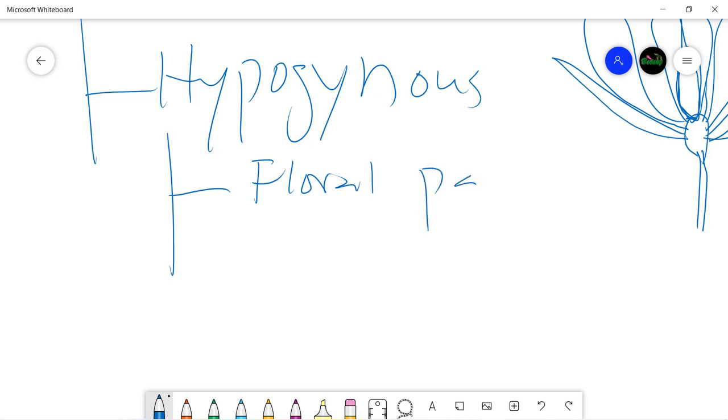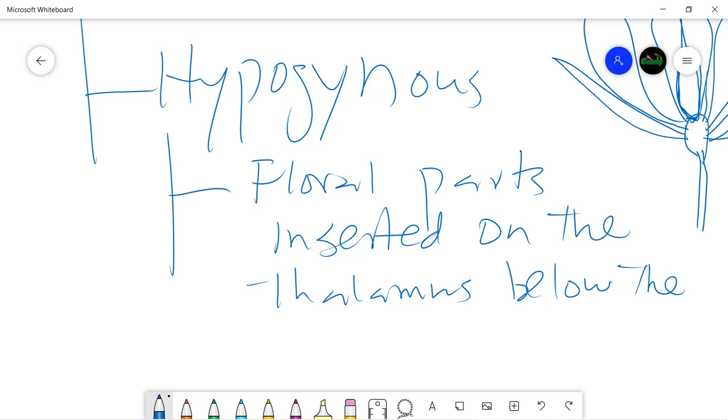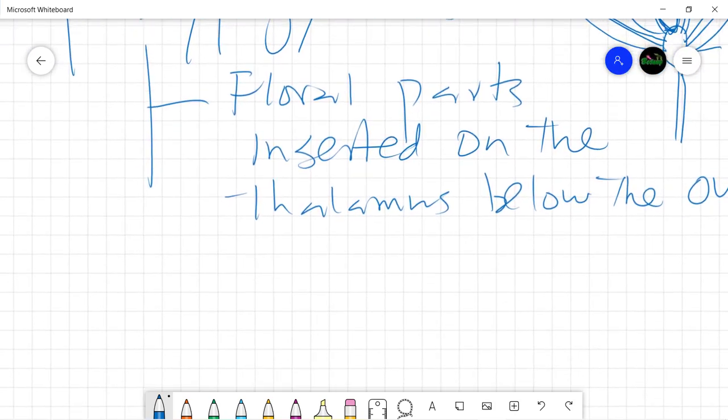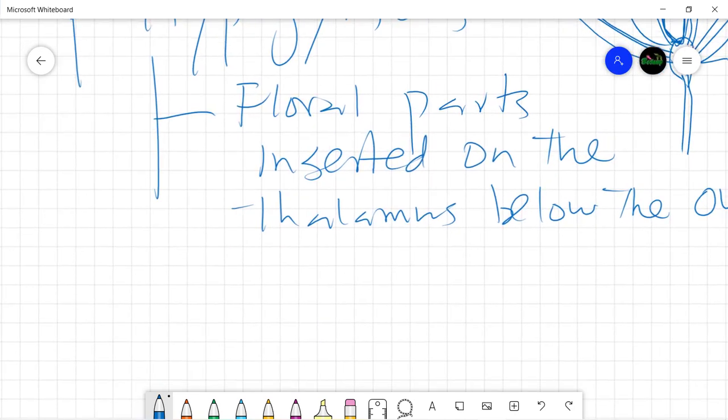Floral parts inserted on the thalamus below the ovary. So they are below the ovary, and the ovary is at the top of the thalamus. So such a flower is known as hypogynous. So in fact almost all the flowers in family Brassicaceae are hypogynous.